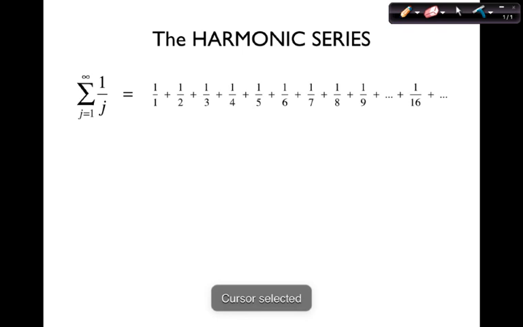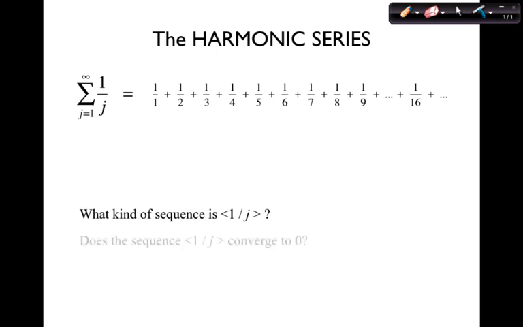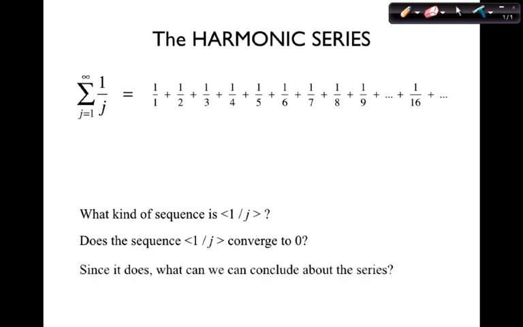This: 1 over 1, plus 1 over 2, plus 1 over 3, plus 1 over 4, right? See that? That should be immediate. That's what's in your brain. Okay, what about this sequence? Does the sequence go to 0? P equals 1, the sequence goes to 0. Okay, so what about the series? Does it converge or diverge? Those are the questions I just asked.